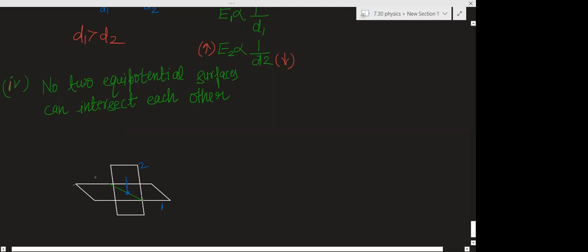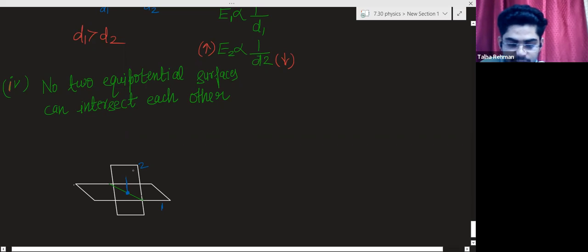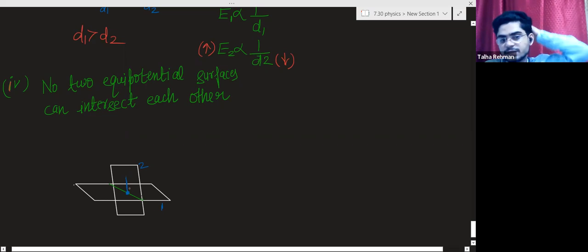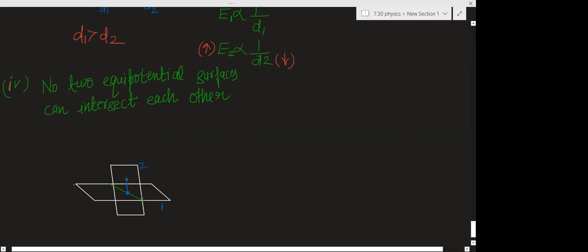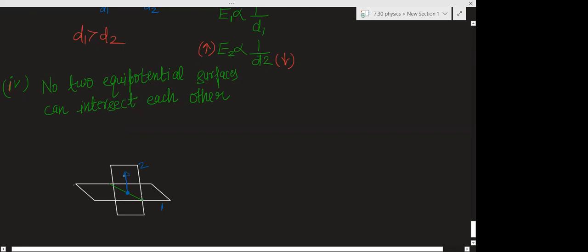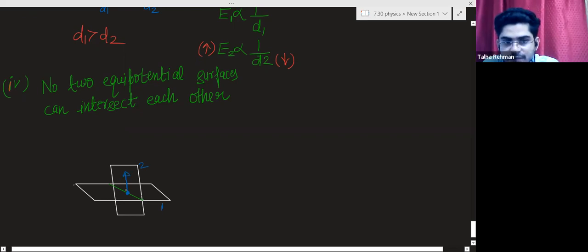Okay, no problem. These are two equipotential surfaces, and these are intersecting with each other. Now we have to prove why they cannot intersect each other. Now look at this surface 1. Due to this surface 1, as I have already told you, the electric field is perpendicular to this surface. So the direction of electric field should be like this.